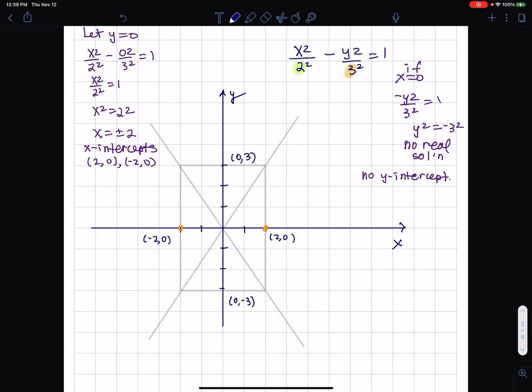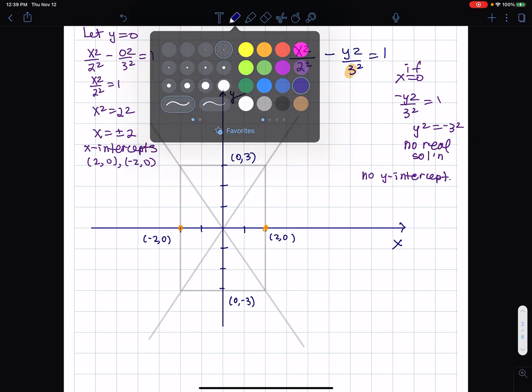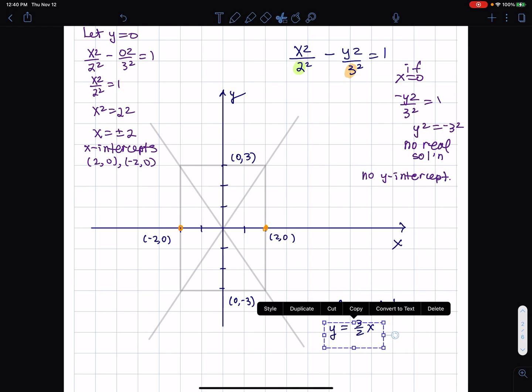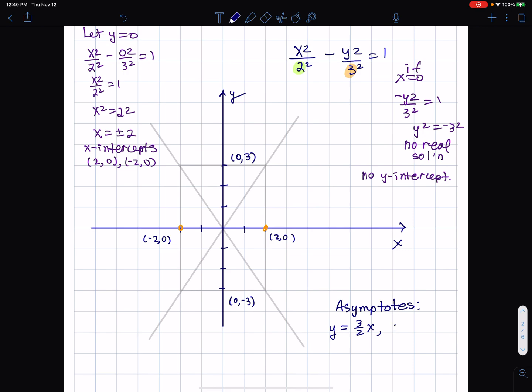These guys are asymptotes. One of the things you might be asked to do to get a super good picture is to find the asymptotes. The asymptotes are these lines that pass through the vertices of a rectangle. I can look at this because I have the 3 and the 2 and see that the asymptotes are the lines y equals 3 halves x and y equals negative 3 halves x. How can I do that so quickly?